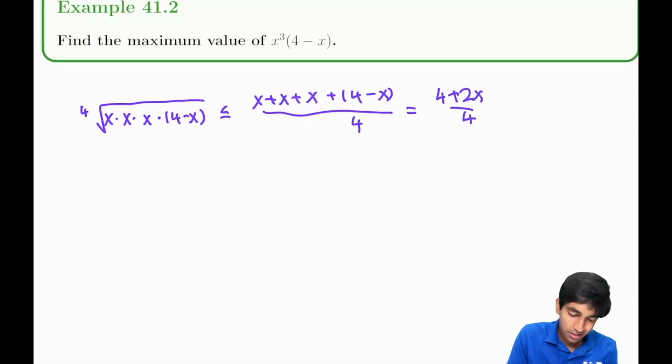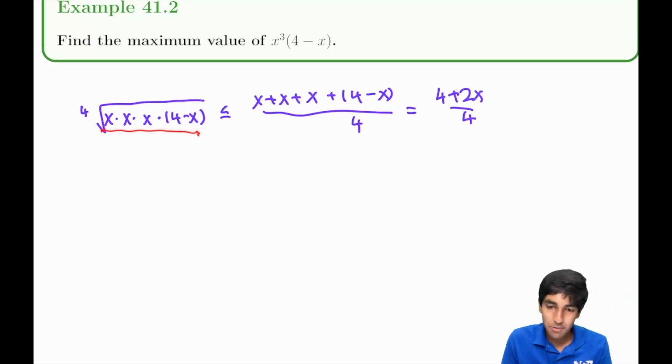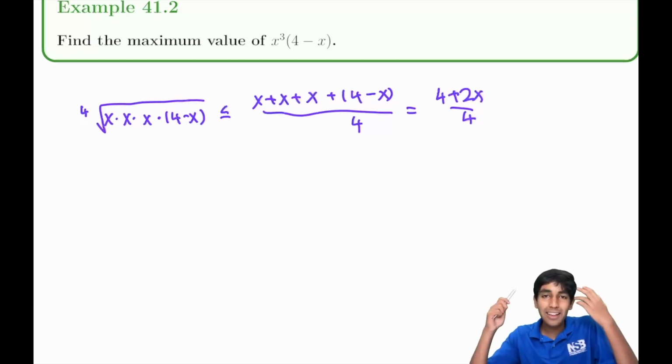The maximum value of something in terms of x? That's not what we really wanted, did we? We don't want a maximum in terms of x. We want a maximum number.